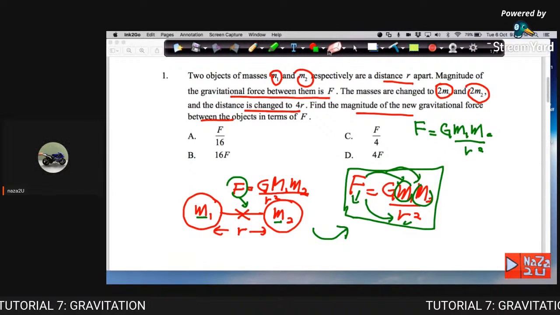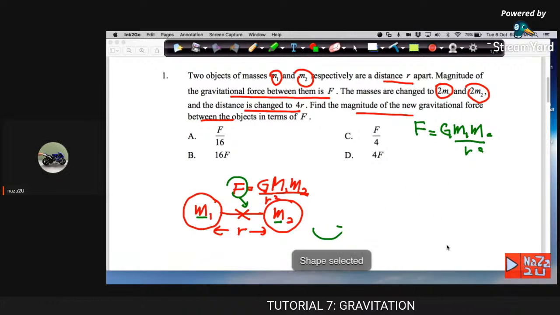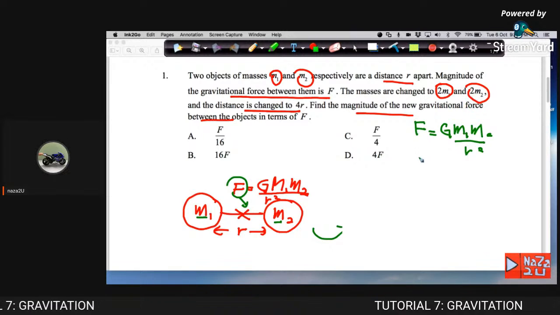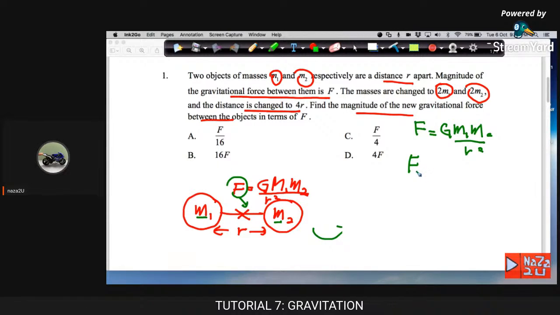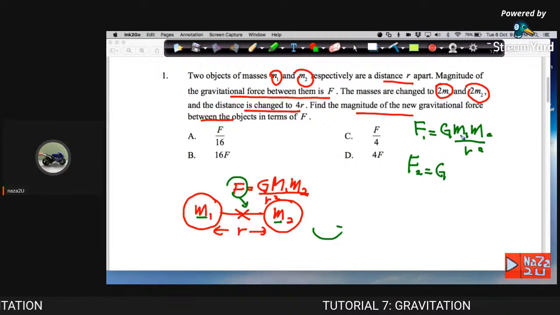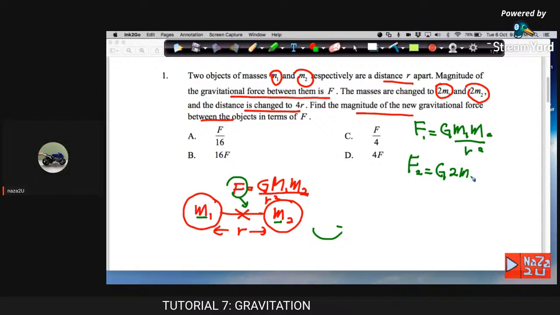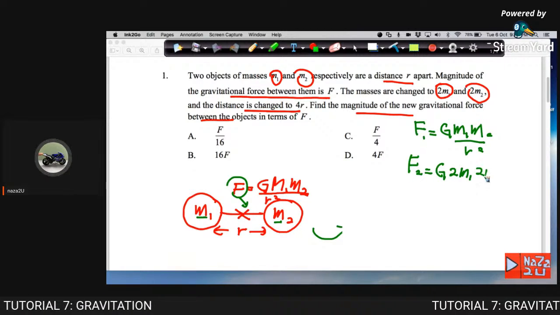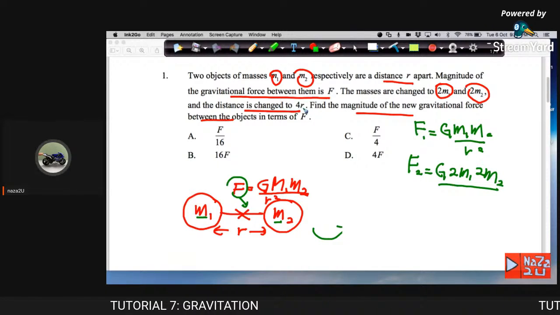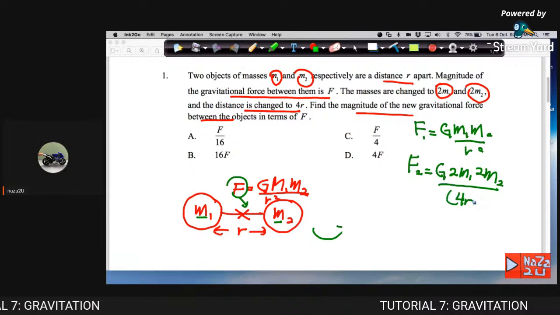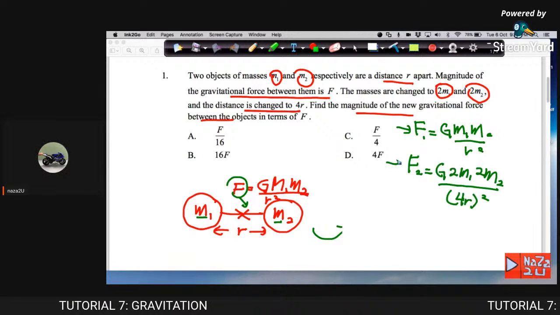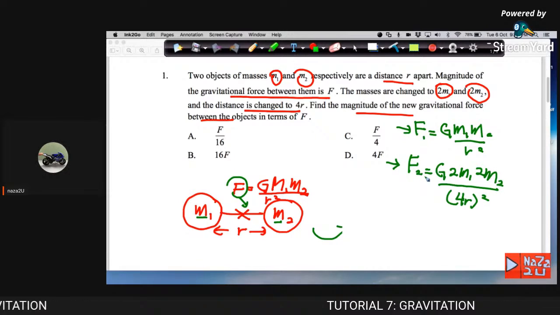Okay, selepas itu apa yang dia buat? Right, saya potong sini. Mass dia bertambah. Mass change to 2m1 and 2m2. So the second, let's say we have a second force or new force. This is F1, this is F2. The new force, mass 1 increased 2 times, this is 2m1. Also m2 is 2m2 and divided by r also changed to 4r. This is 4r square. So this is the initial and this is the final force. Right?